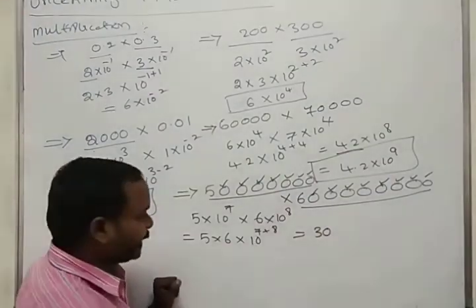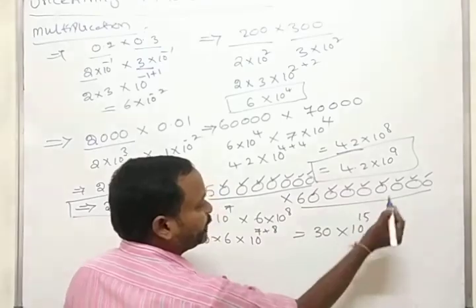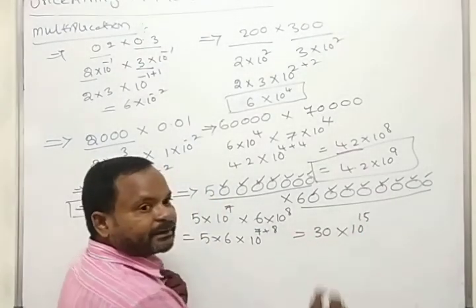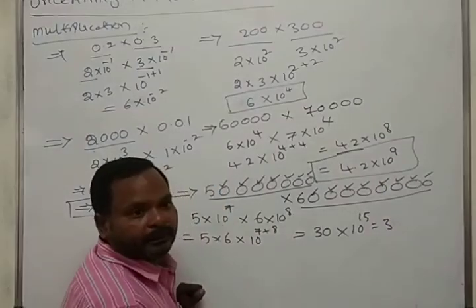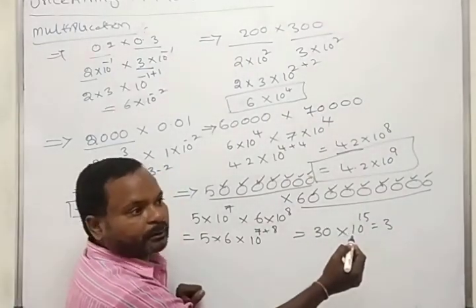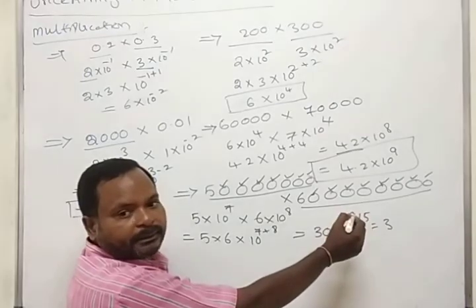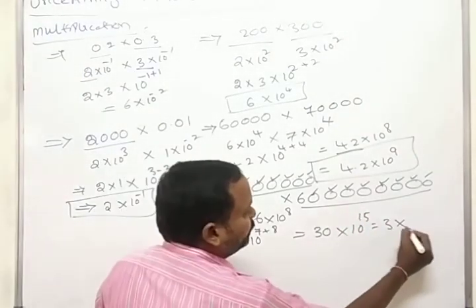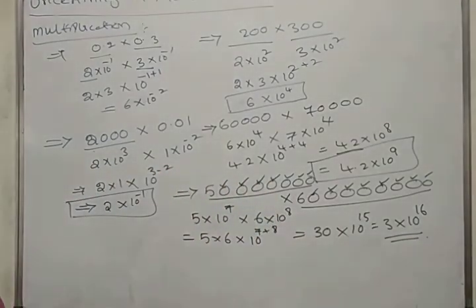30 into 10 to the power of 15. Okay, we don't write the 30. What we write here is 3. We are removing the 0, which means we write 3.0, and this means you add 1 to the exponent. Here we'll get 3 into 10 to the power of 16. This is the multiplication.